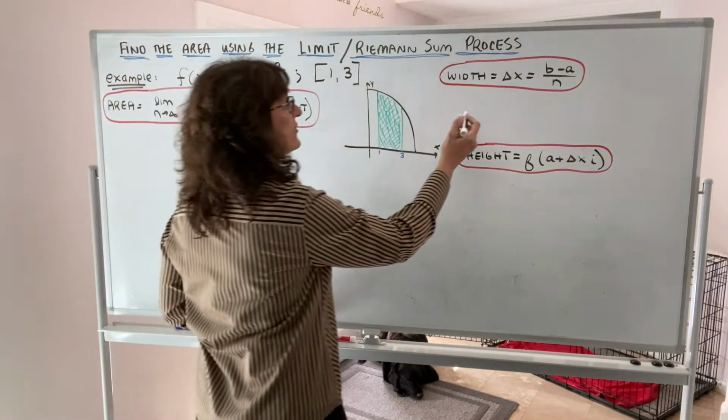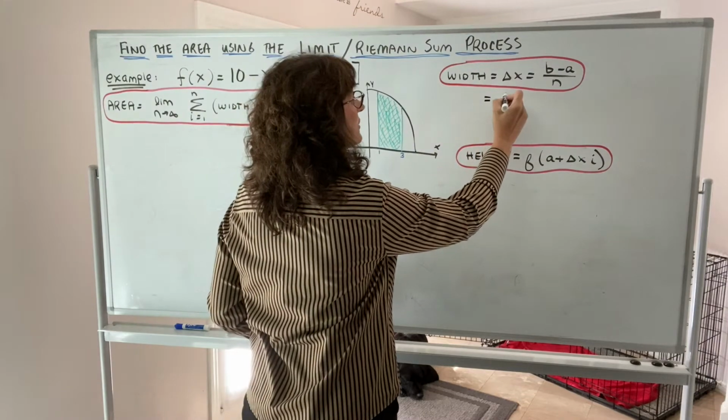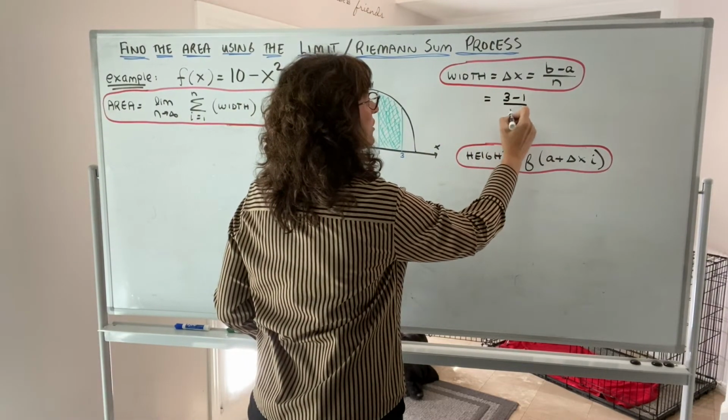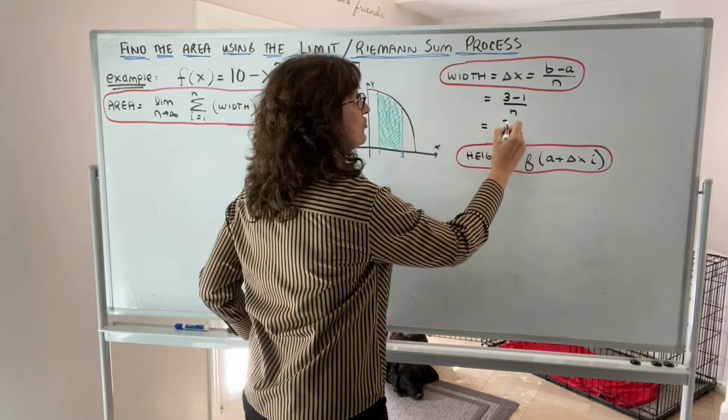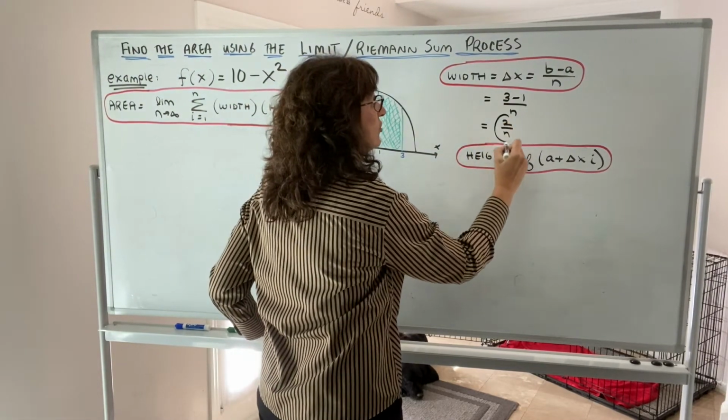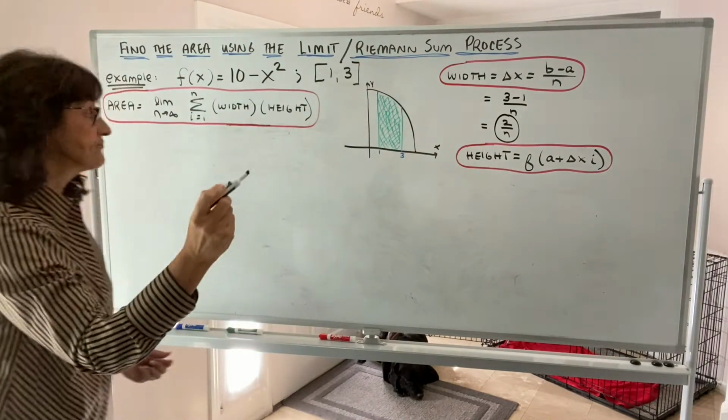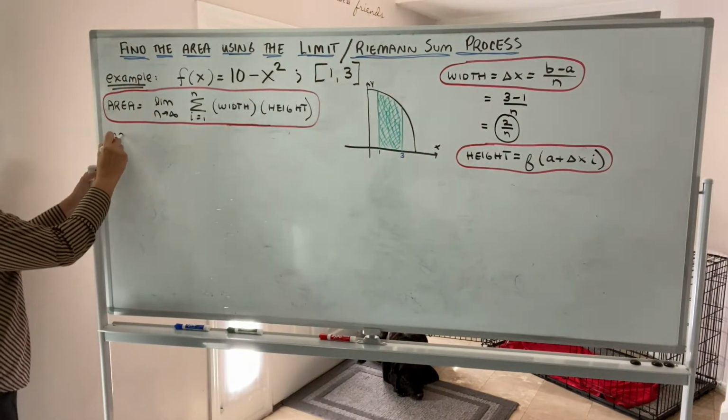So to get the width for this problem, we're going to take 3 minus 1 and put that over n. b minus a over n. 3 minus 1 is 2, so your width for this problem is going to be 2 over n. That's what the width is. So far, we're going to compute the area of this region.